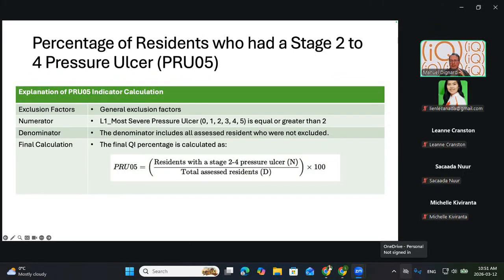All right, prevalence of more severe pressure ulcers, stage 2 or higher. And we're not talking about superficial wounds here. They reflect deeper tissue damage and carry a significant risk of complications, whether it's infection, delayed healing, or pain.